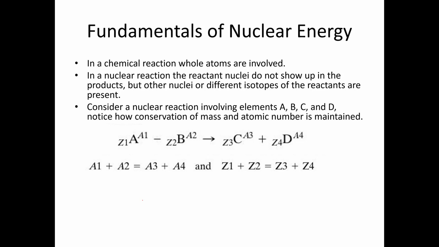In a chemical reaction, whole atoms are involved, but in a nuclear reaction, the reactant nuclei do not show up in the products, but other nuclei or different isotopes of the reactants are present. So consider a nuclear reaction involving elements A, B, C, and D. And notice how the conservation of mass and atomic number is maintained.